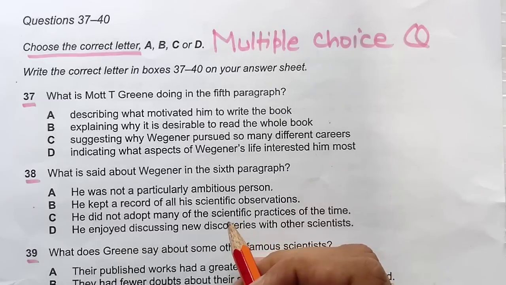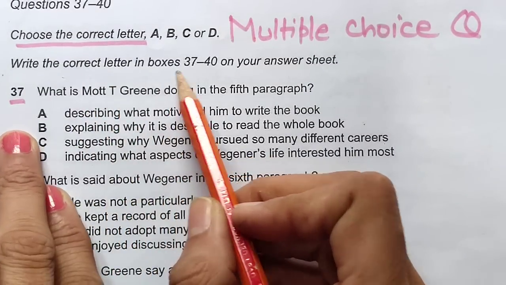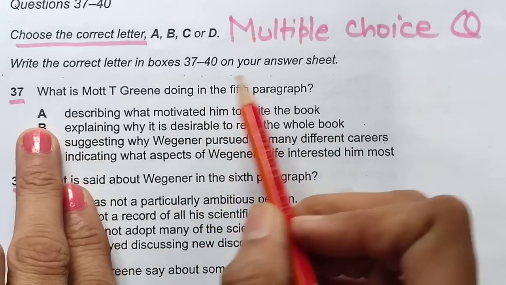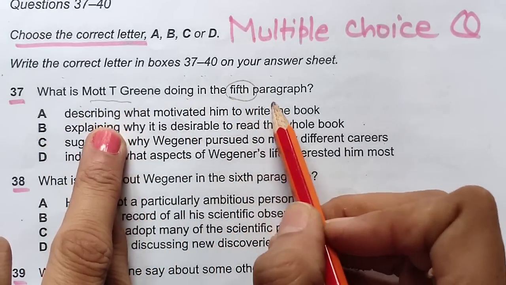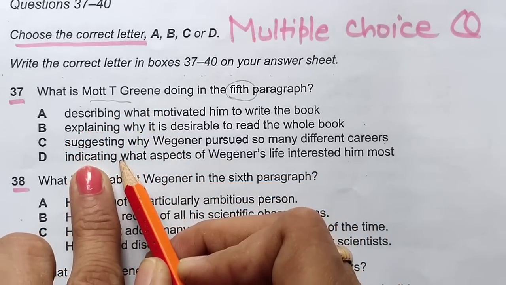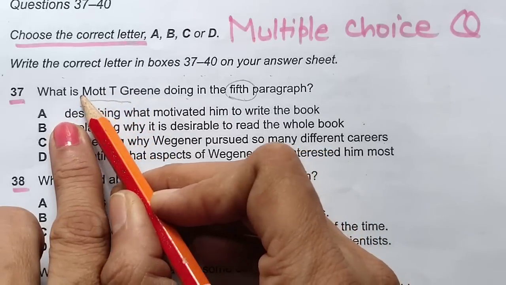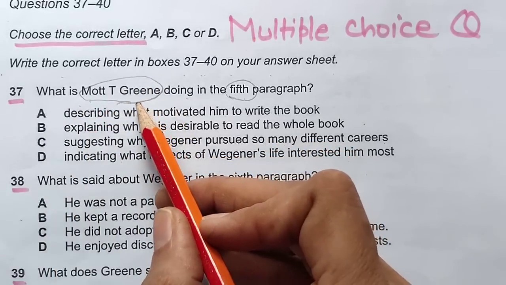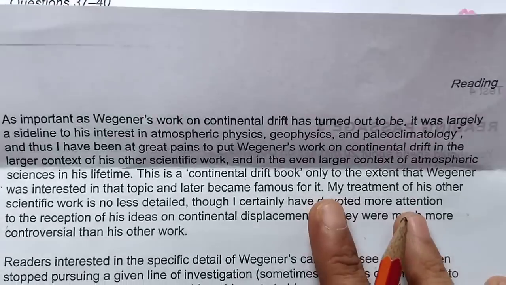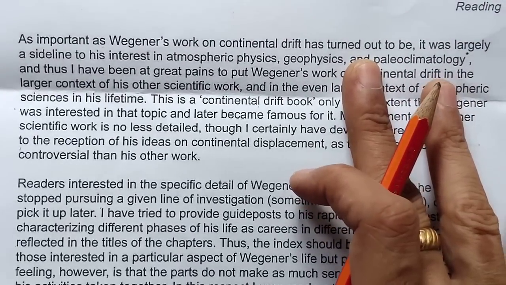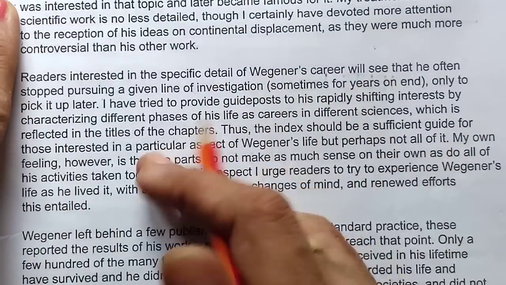So how to do these multiple choice questions? You can see this. First question, write the correct letter in boxes 37 to 40 on your answer sheet. What is Mort D. Greene doing in the fifth paragraph? First I will not be reading this. Definitely I will read the fifth paragraph about this person. In the previous page it was only three paragraphs. Now this is the fourth and this is the fifth paragraph. So let's find Greene.